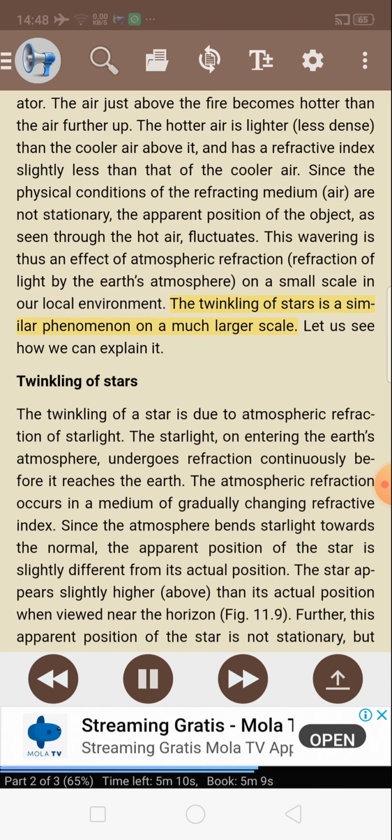The twinkling of stars is a similar phenomenon on a much larger scale. Let us see how we can explain it. Twinkling of stars.